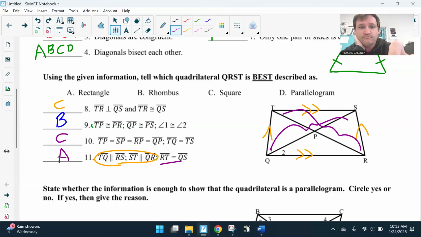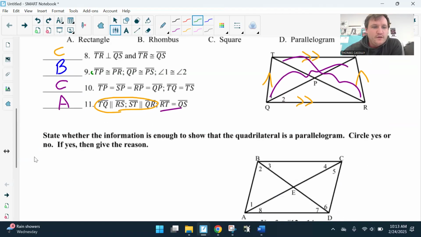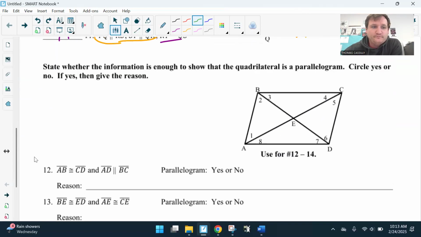It says the best. So on number 11, yeah, it's a parallelogram, but can we go more specific? What type of parallelogram is it? They're asking for the best kind. And there we have it.